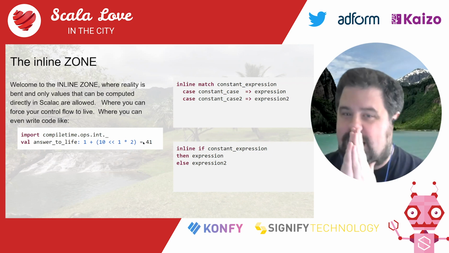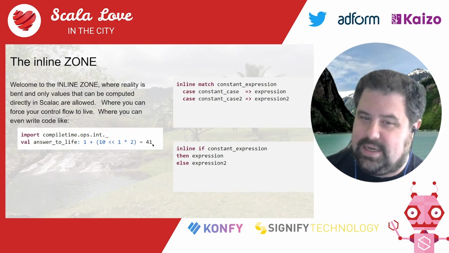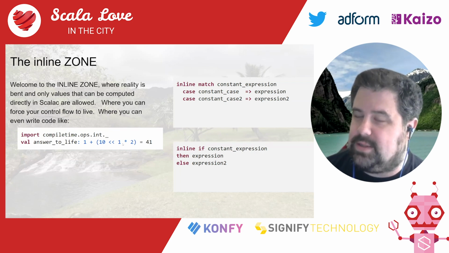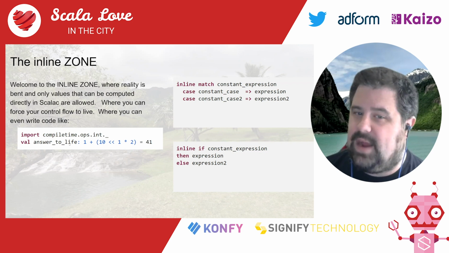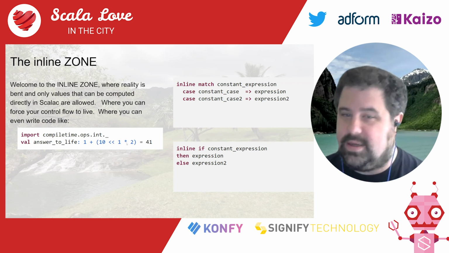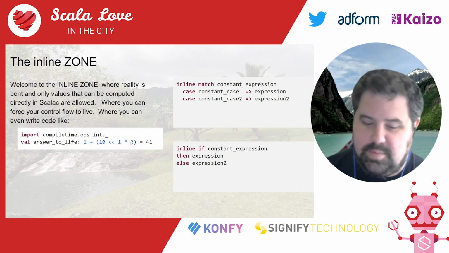Like, look at this, man. I can calculate things that I have to actually calculate myself to get this to compile. If I were to put the number 40 here, this would be a compile time error that answer to life has to be the value 41. It has to. Like, we know it. It's in the compile time sense. Beautiful.